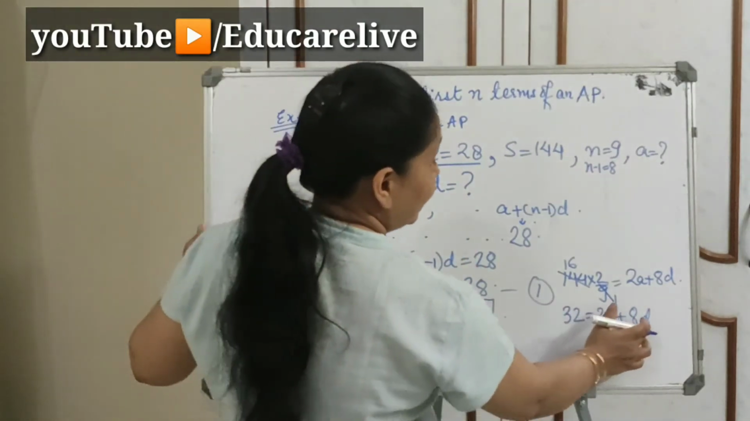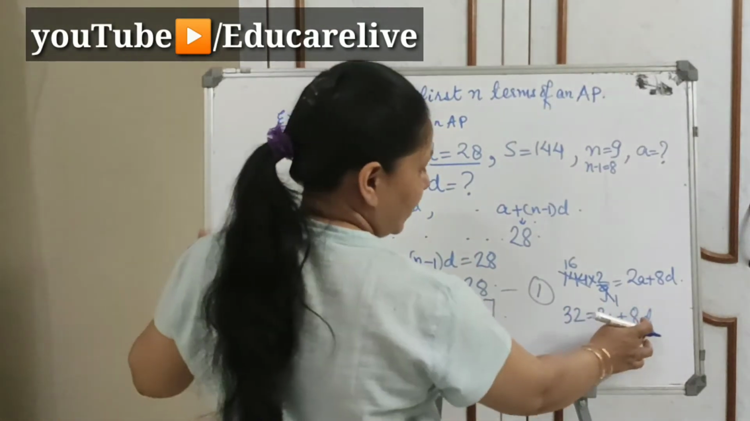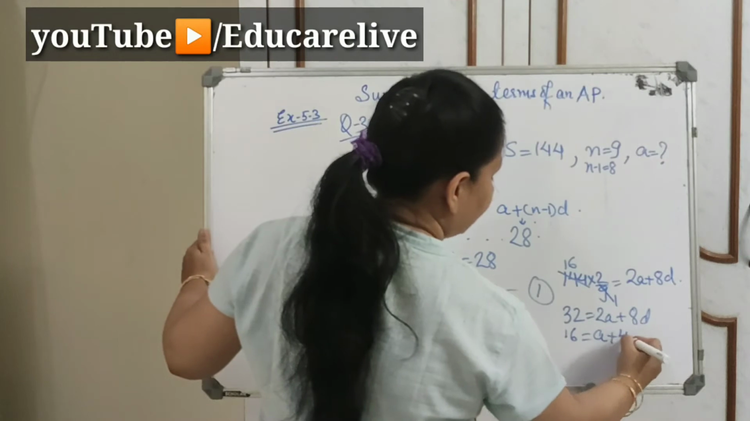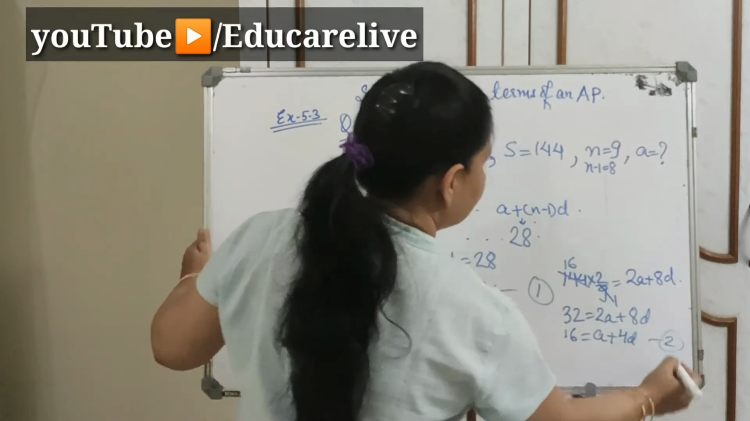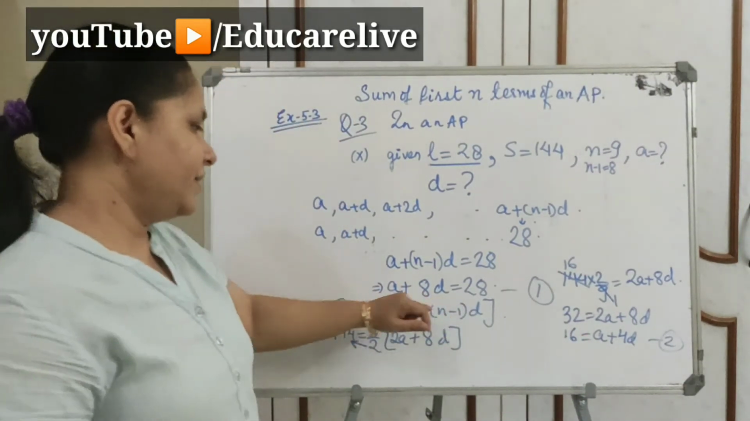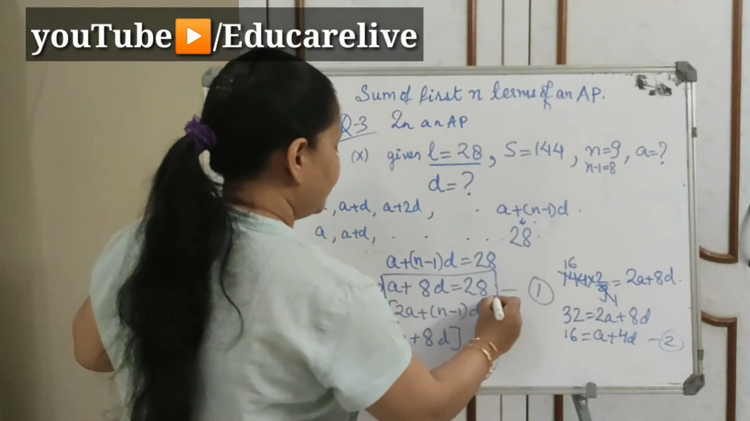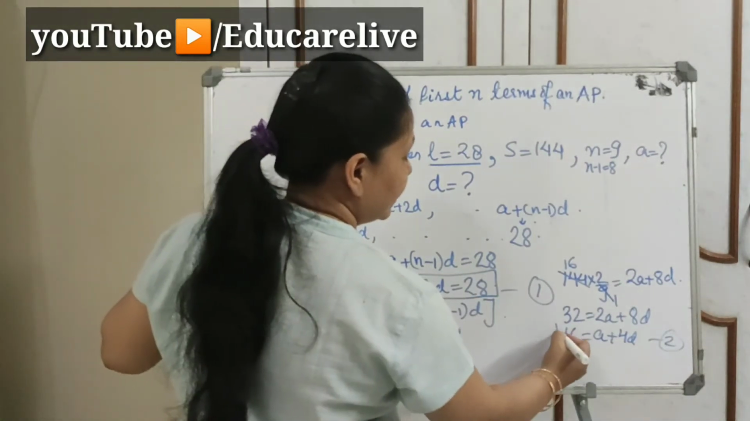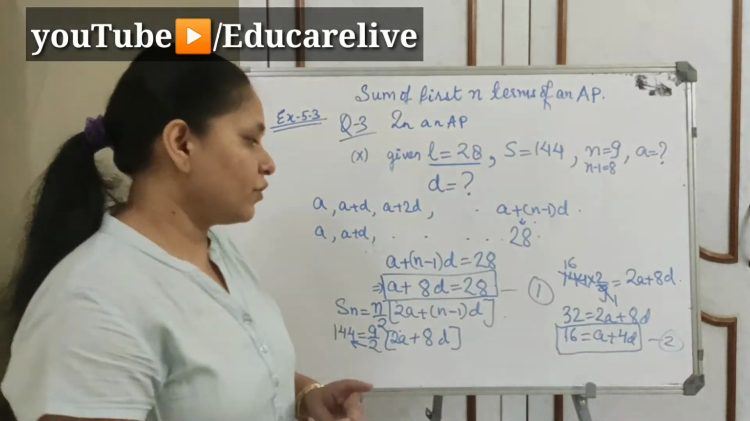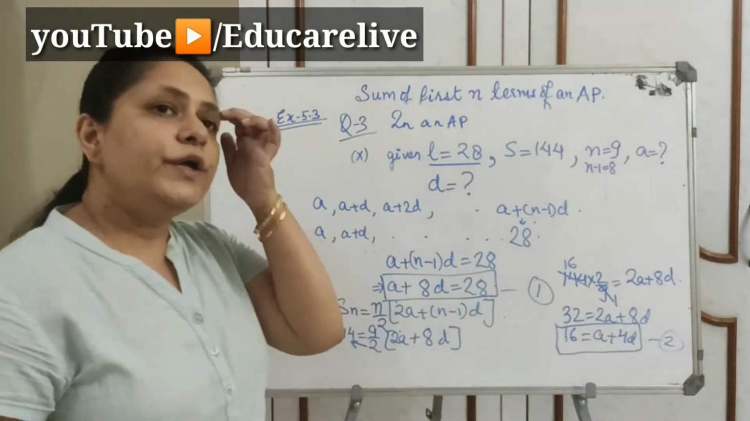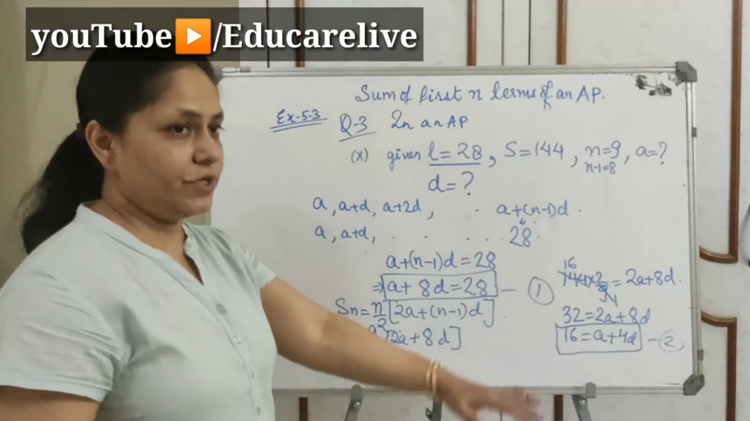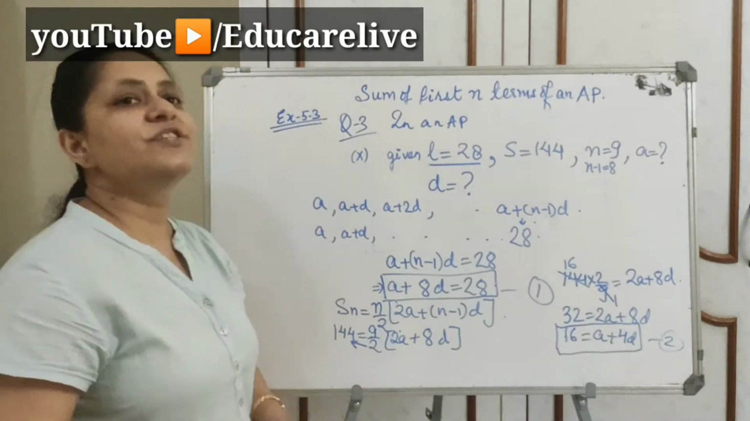We can further simplify it. We can divide the whole equation by 2 because 2 is common throughout. If I divide it whole by 2, it will be a plus 4d is equal to 16. So we have two equations. One is a plus 8d is equal to 28, and the other is a plus 4d is equal to 16. If we solve them both simultaneously, we are going to get the values of A and D. So let's solve these two equations. Before I rub it, just take a screenshot.